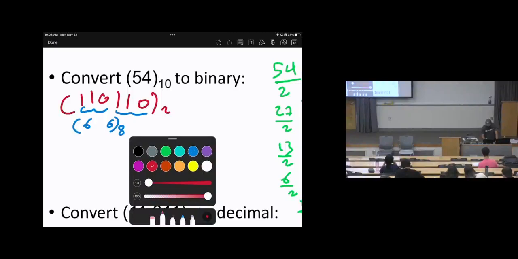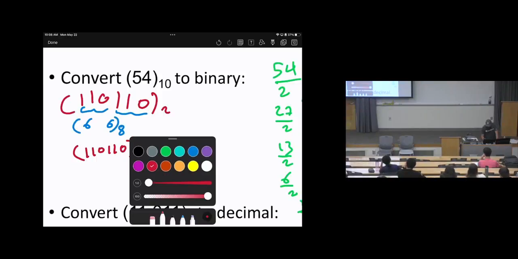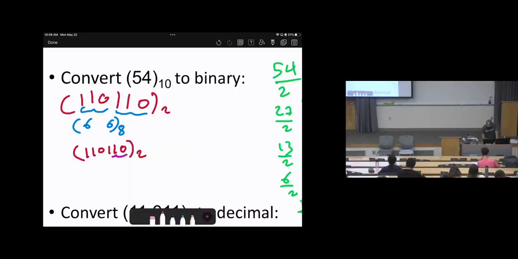Okay, let me rewrite the number here. 1, 1, 0, 1, 1, 0. This is binary. I need to convert this to hexa. The best way is to group each 4. Let's group them. 1, 2, 3, 4. This is 1, 2. What will happen to the remaining? Yes, zeros, right. Assume them as zeros.